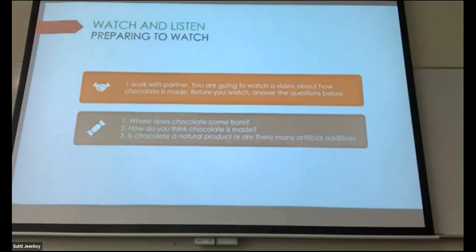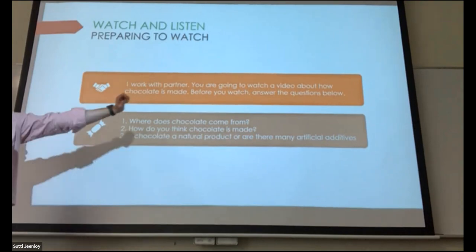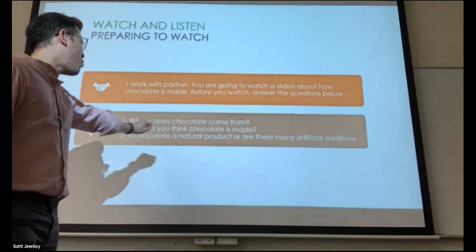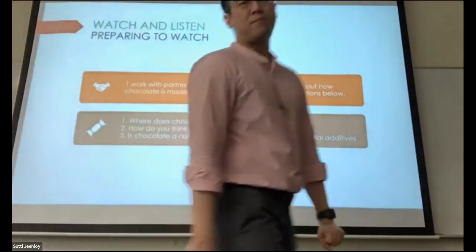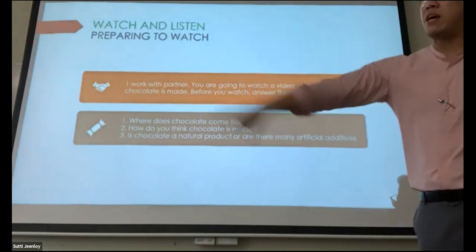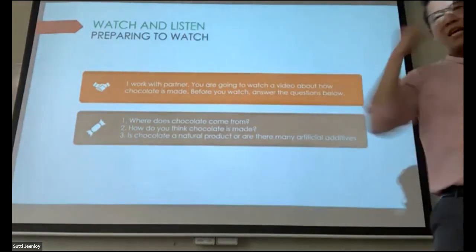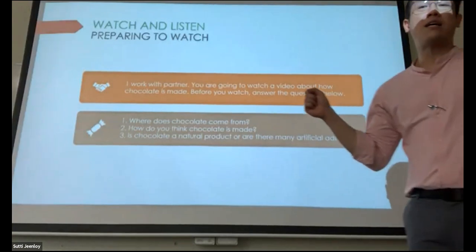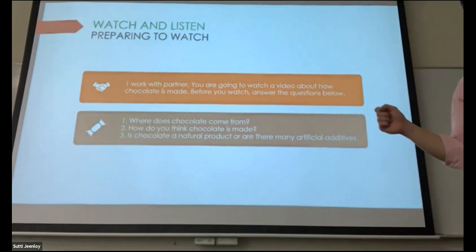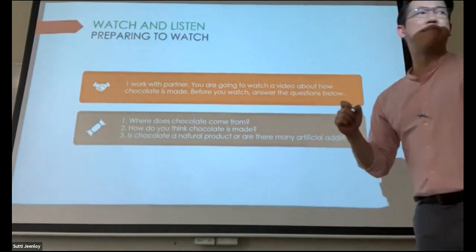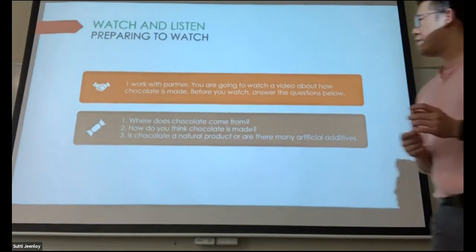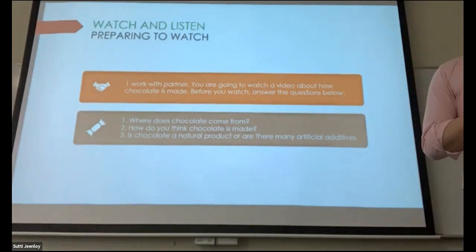Now, you are about to watch a video about how chocolate is made. But before you watch, let's answer these questions. The first one, where does the chocolate come from? Like I said, chocolate tree. Go to the tree and then simply pick it. Take a bite, that's chocolate. It tastes like chocolate. Simple as that. No, maybe not. How do you think chocolate is made? How do you think it's made?